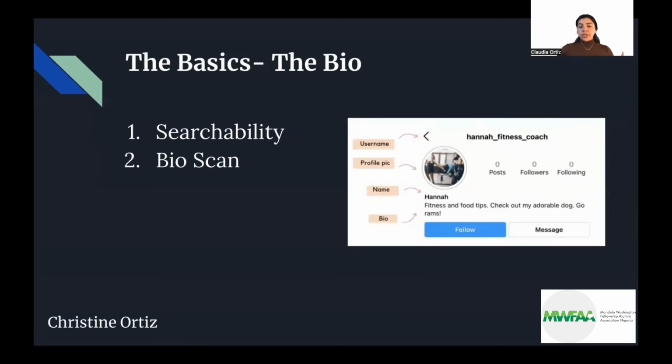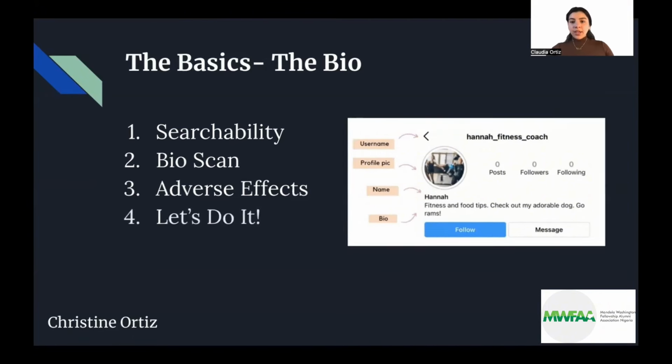Another thing is we need to do a bio scan. Here she lists something like fitness and food topics. Check out my adorable dog, go Rams. These topics are a little bit too generic, right? Or they're not niche and they're not really showing you what it is that her account could be like. And so it might hinder some of her searchability. And it can create adverse effects, in fact, because if she is not zoning into what her user or her ideal client is looking for, she might not be able to catch the engagement from the specific follower.